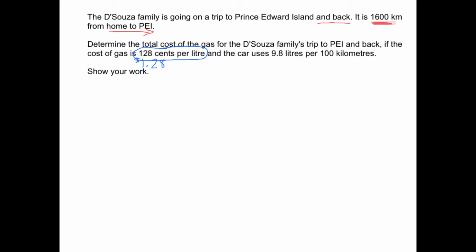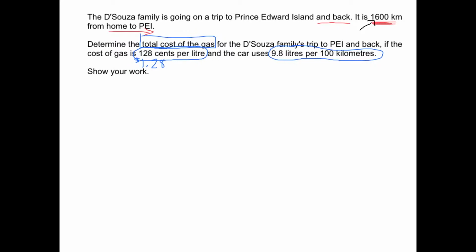Well, do we know how many liters the car uses? It uses 9.8 liters for every 100 kilometers it travels. But the car travels a total of 1,600 kilometers one way. So what do we need to find here? Well, they're asking us to find the total cost of gas. So where do we begin?